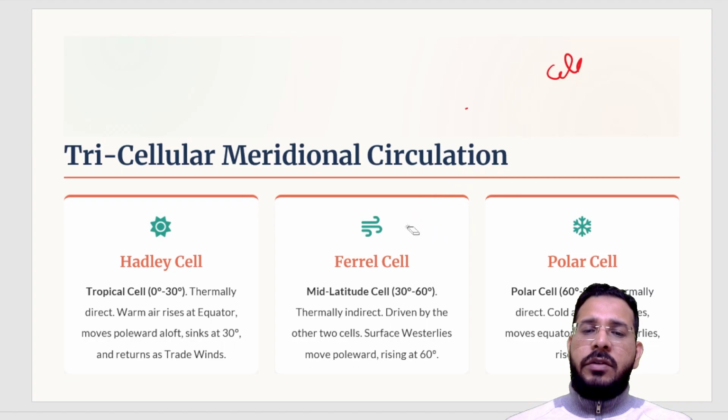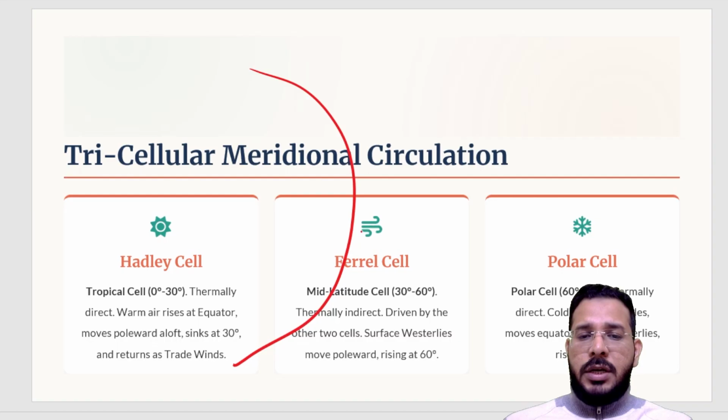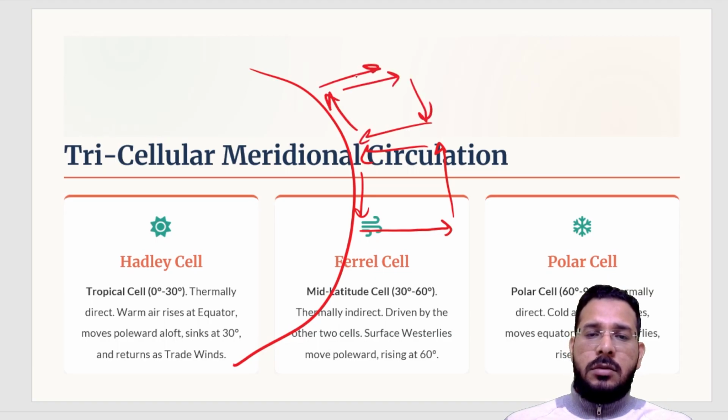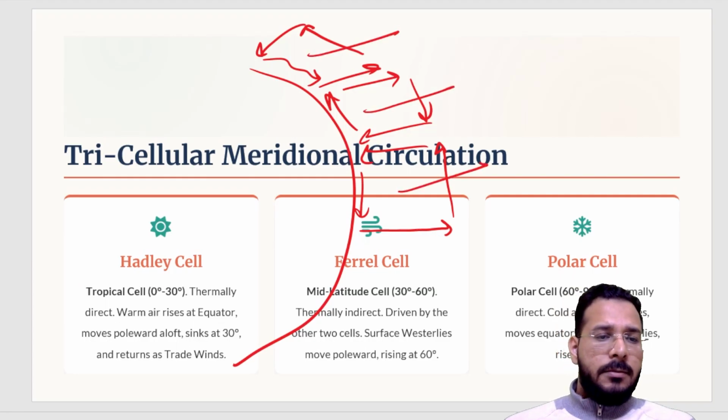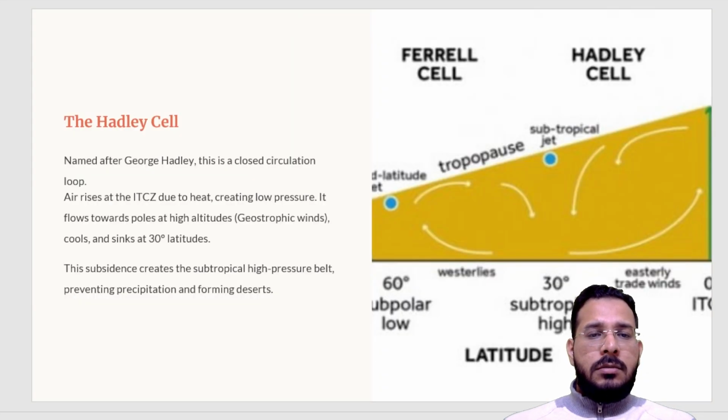And if you talk about jet streams also, they flow at the margins of these cells. So here the wind is rising, it is moving, and it is sinking. It is moving in different directions, rising, and at the poles it is sinking. So this is Hadley cell, Ferrel cell, and polar cell. Hadley cell is named after George Hadley. It is a closed circulation, with air rising at the ITCZ creating low pressure.